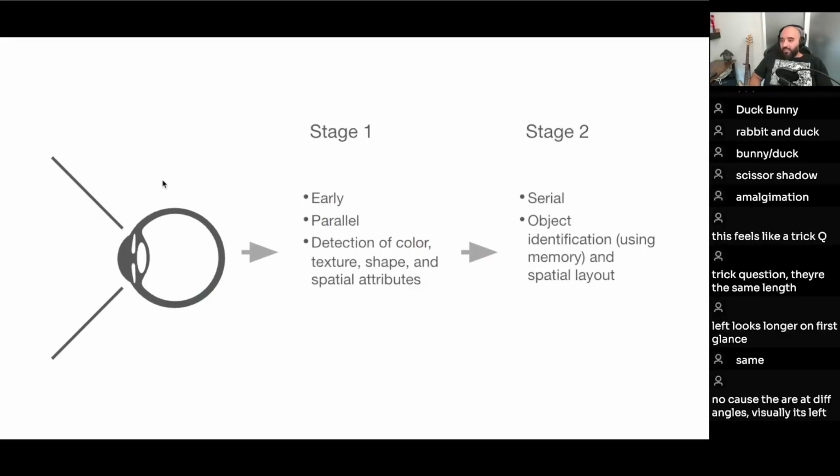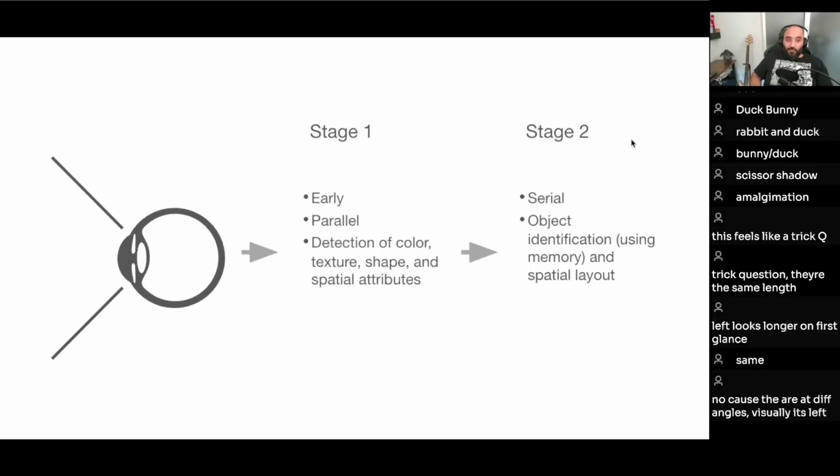So just to reiterate, we see when we get some light into our eyes, right? From the left, from this side, we see some information, right? The first stage is the early stuff. We process things in parallel really quickly. We can detect color, texture, shape, and spatial attributes.